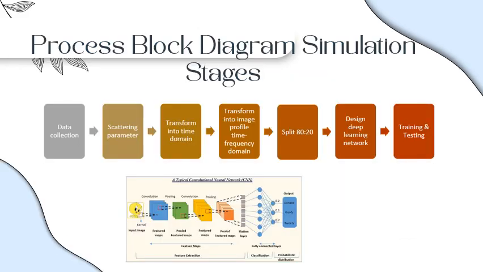So this is the detailed block diagram for the simulation stages. After we have captured all the data collection of the scattering parameters, we need to transform it into the time domain and transform it to an image profile based on the time frequency domain. This is where we will use the wavelet transform, and all of this data we then split into 80 and 20 percent between training and testing, and then we start designing the deep learning network and start training and testing the network. The deep learning approach will have some convolution parts, pooling parts, convolution, pooling layers, flattened layers, and a dense network of fully connected layers before it can classify between the outputs of the skin condition.